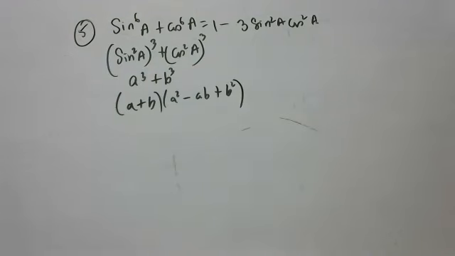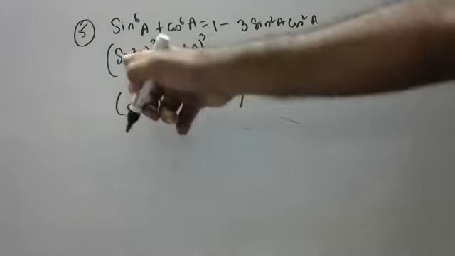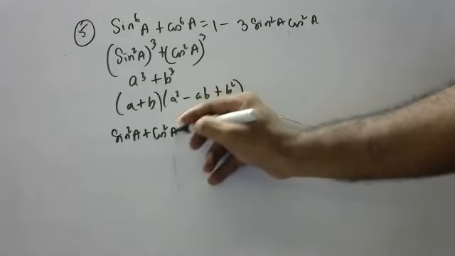A cube plus B cube is (A plus B)(A square minus AB plus B square). Ninth class, we have studied polynomials, second lesson. Do you remember, children? We did so many sums based on this. Who is A here? Sine square A. Who is B here? Cos square A.